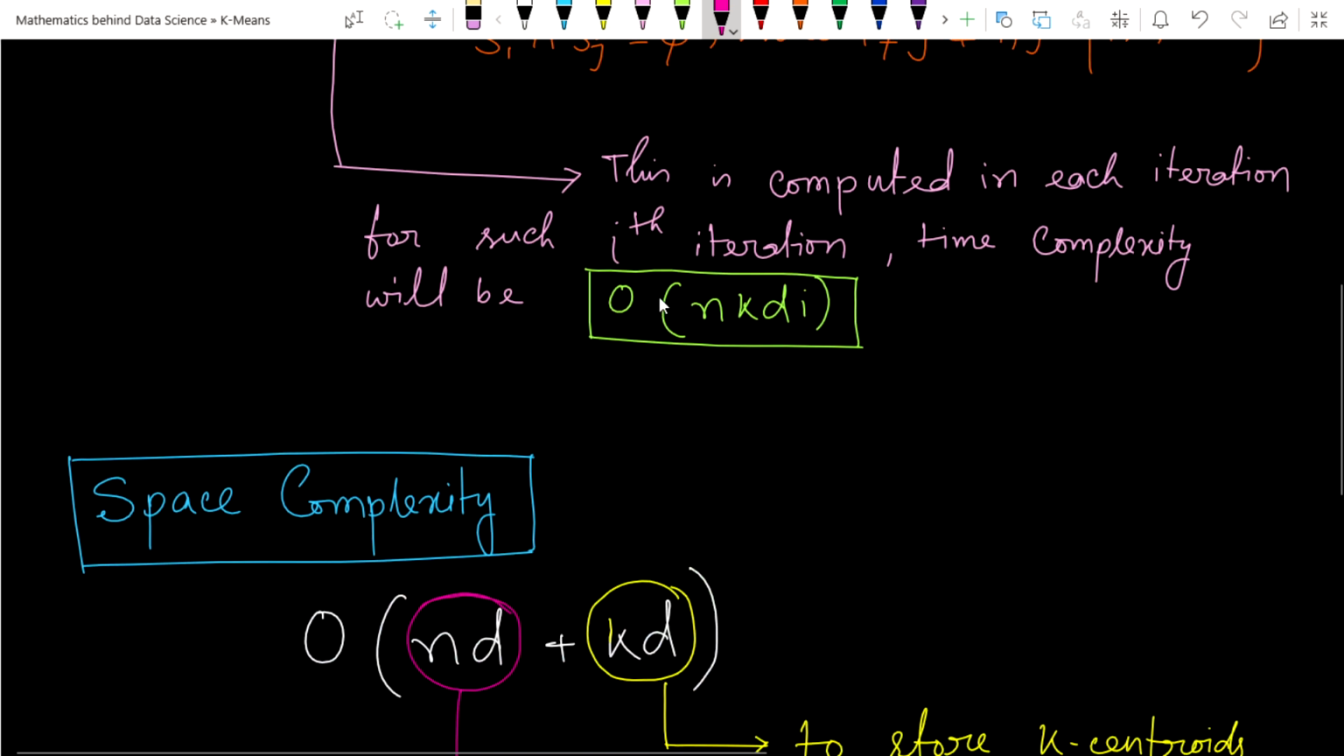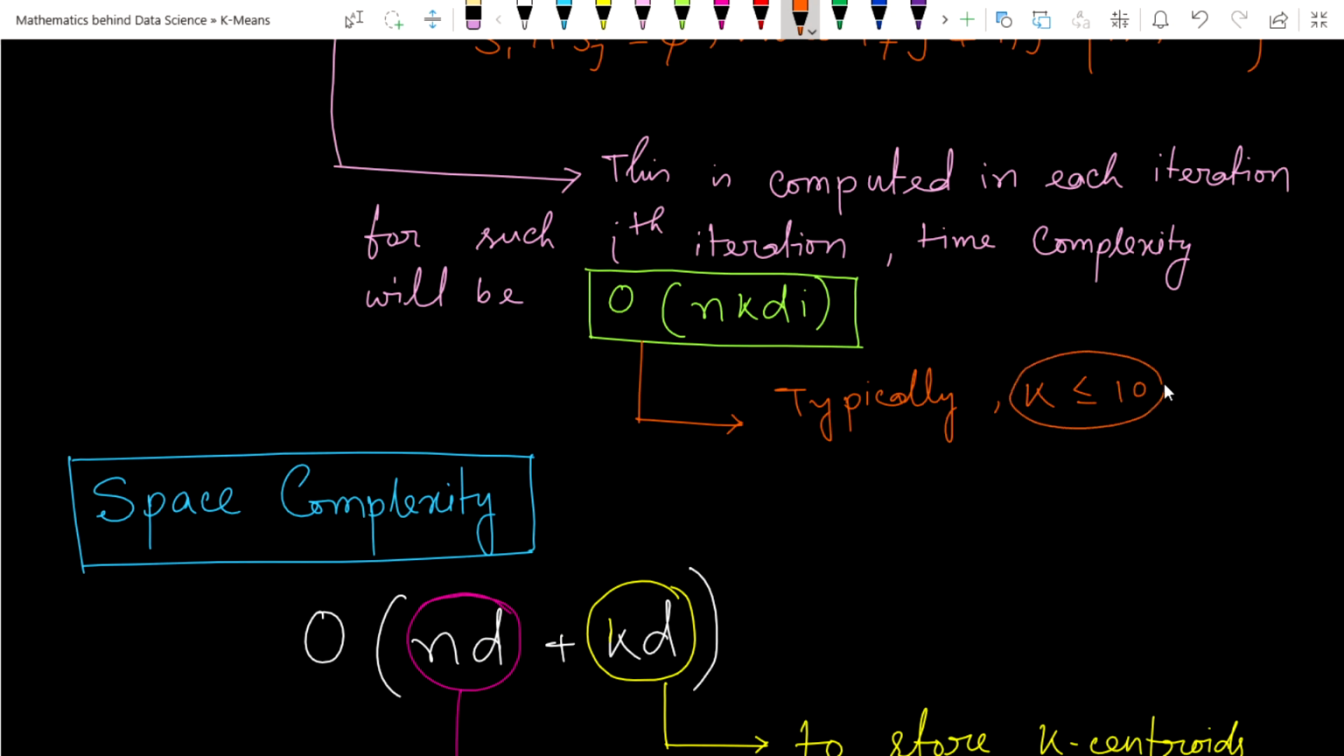I just want to make one point about this complexity. Typically we have seen that k, the number of clusters, is in general less than or equal to 10, and the number of iterations we make is less than or equal to 300. Typically we have seen this thing.